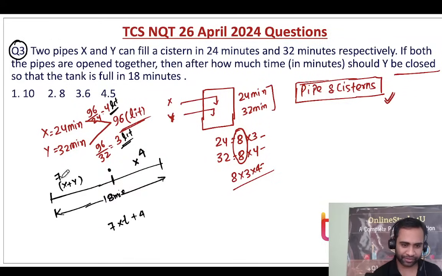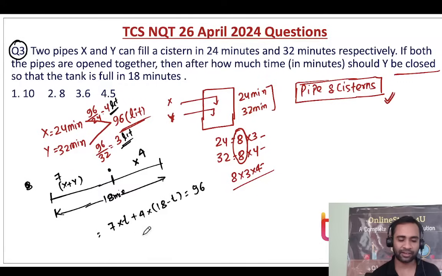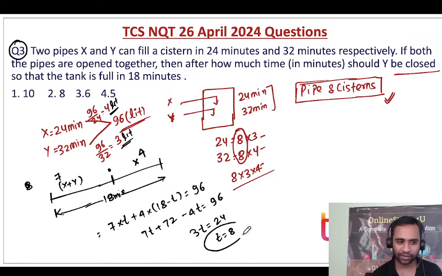If X plus Y is working for 8 minutes, then X will work for 18 minus 8, 10 minutes. So I have assumed X plus Y is working for T minutes, then X will be working for 18 minus T. The total capacity they have to fill is 96 liters. So 7T plus 72 minus 4T is equal to 96. So 3T will be equal to 24, so T will be equal to 8. T is equal to 8, and option 2 will become the correct answer for this particular problem.